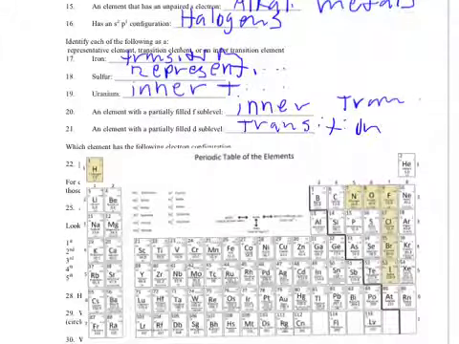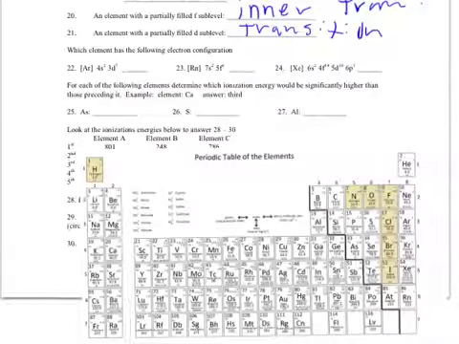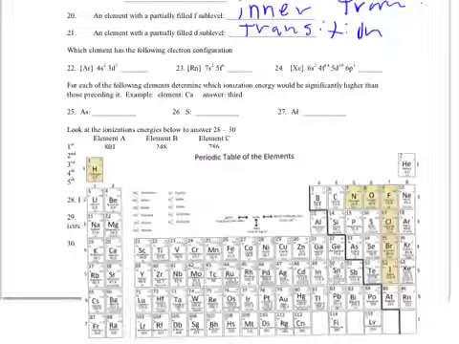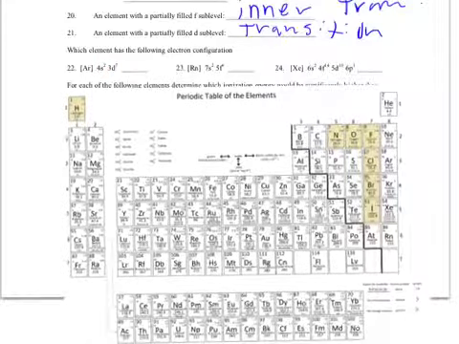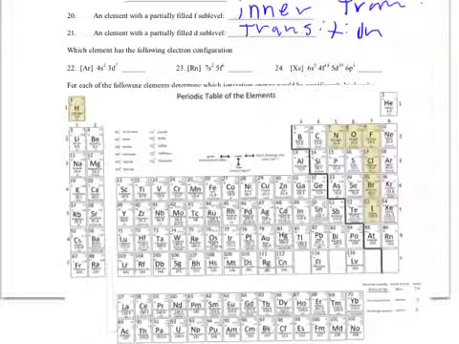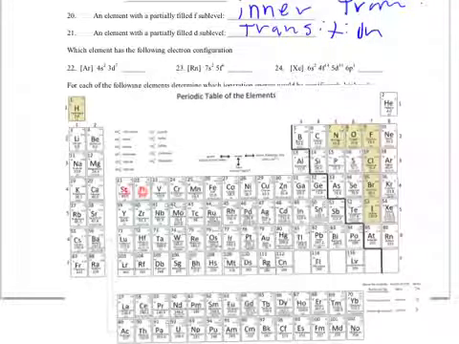Okay, I'm going to move this all up here. Alright, which element has the following electron configuration? So we look at number 22. We see we have 4s and 3d7. Well, let's see. Here's 4s, and here's the 3ds. 1, 2, 3, 4, 5, 6, 7. That, my friends, is cobalt.